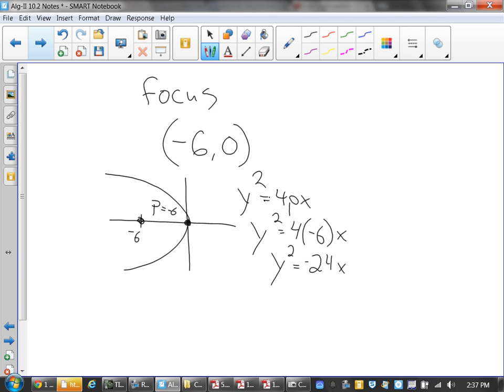Yes, ma'am? How come, since you're going towards the 0, the distance is 6? Since the focus is placed here, the p-value is always the distance. I know what you're saying because of the negative. It just says it's opening that way. Since it's negative, that means it's going to the left. And you're right, distance is always positive, but our p-value is -6 because it's opening that way. The distance can never be negative, but it's directionality. The directionality of it is negative.